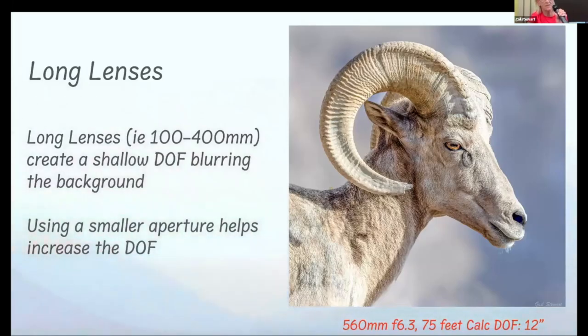Then you put your f-stop in at 6.3. Again, I did the calculations retrospectively. If I had thought more, I probably should have used a smaller aperture, but this worked. I estimated 75 feet away, and the calculated depth of field was 12 inches. So if you focus on the eyeball, that gives you 6 inches in front of the eye and 6 inches behind. I think I was happy with that. With 6 inches in front of the eye, it still got most of the horn in focus.